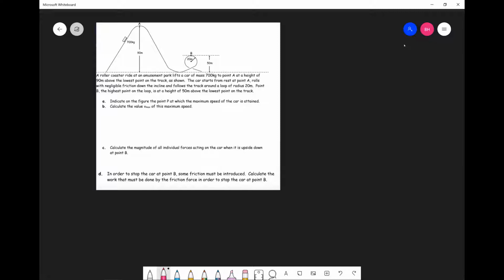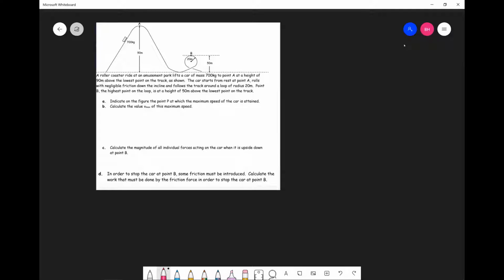So we have a roller coaster ride at an amusement park that lifts a car with a mass of 700 kilograms to point A, right up there at the very top of the peak, at a height of 90 meters above the lowest point on the track, and we'll call the lowest point 0 so that we have everything from there. The car starts from rest at point A. So at point A, there is no velocity.